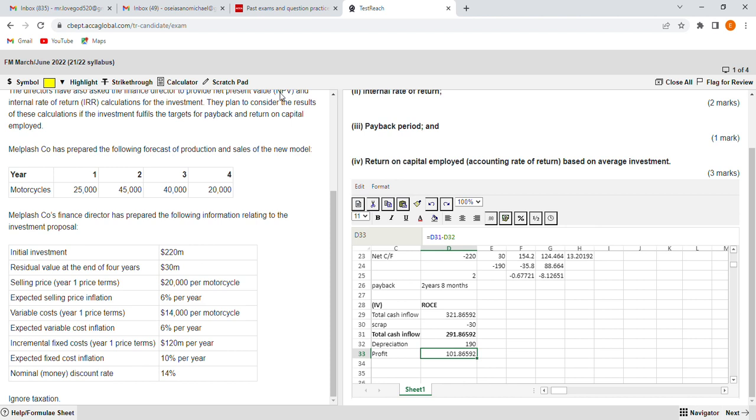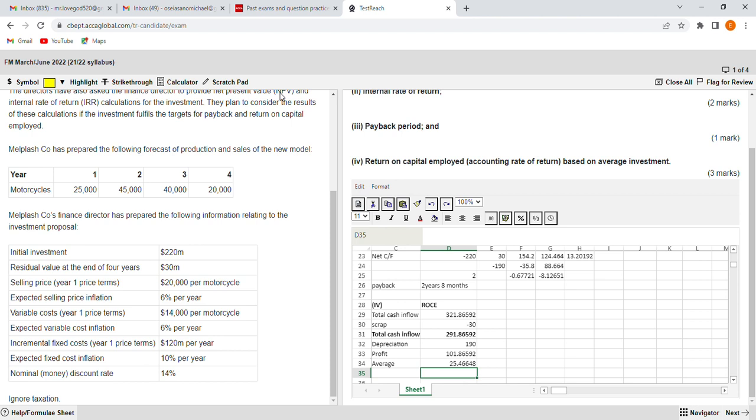Now you find the average of the profit for the years. You have your total cash inflow, you have your depreciation. So your depreciation minus your cash flow gives you your profit. Now you find the average. The average is this divided by the number of years, 4 years. It will give you 25.466.